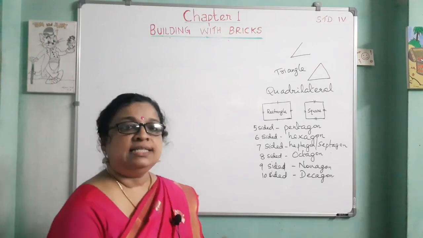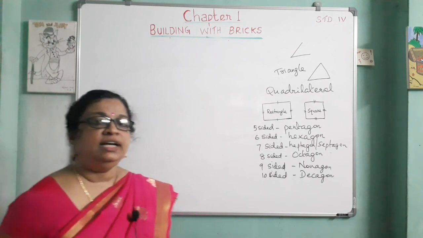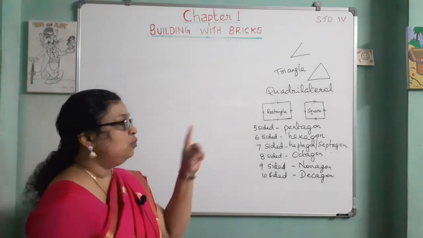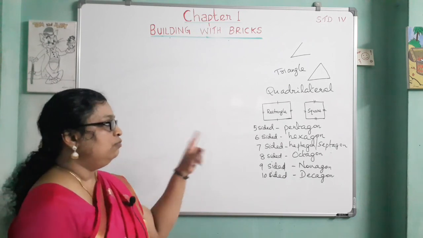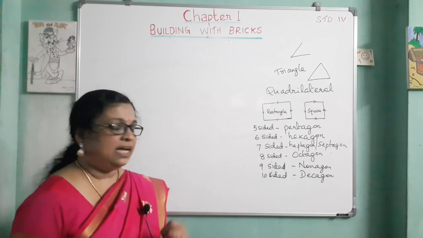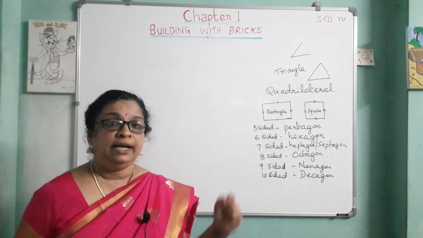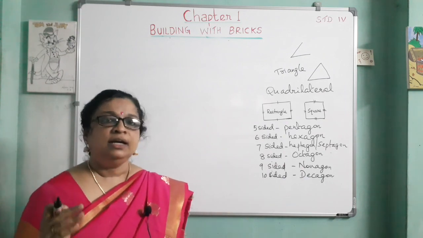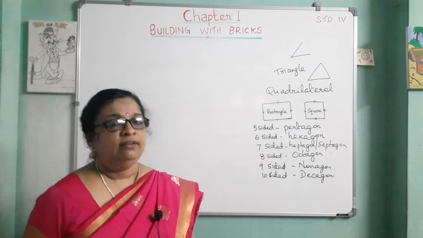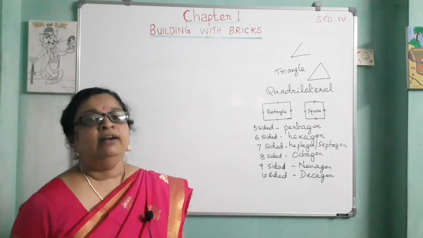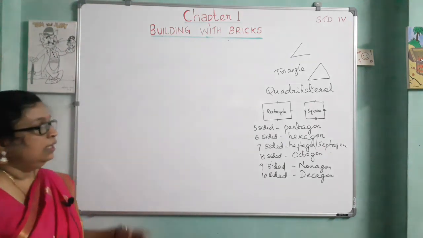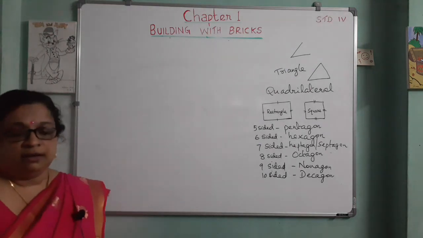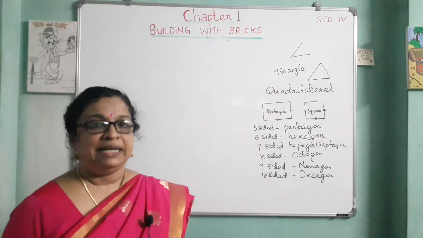Okay, so 3-sided polygon is the smallest polygon and it is called triangle. 4-sided quadrilateral, we study rectangle and square. 5-sided pentagon, 6-sided hexagon, 7-sided heptagon or septagon, 8-sided octagon, 9-sided nonagon and 10-sided decagon. Okay, then in this chapter we discuss the bricks.